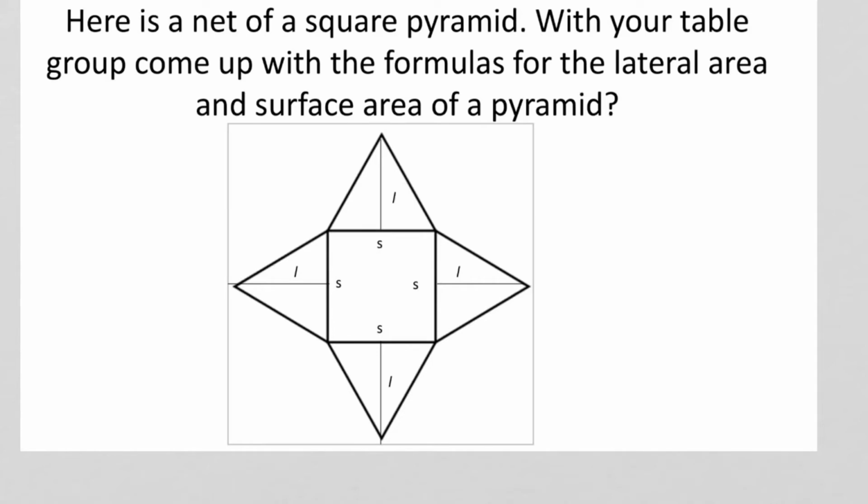So now what I'd like you to think about is, how would I find the lateral area, which would be the 4 triangles, and what would be the total surface area of this pyramid. So pause the video, see if you can figure out what it would be for both.